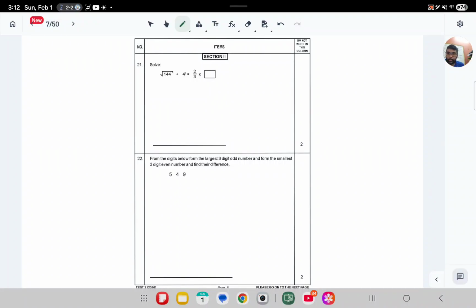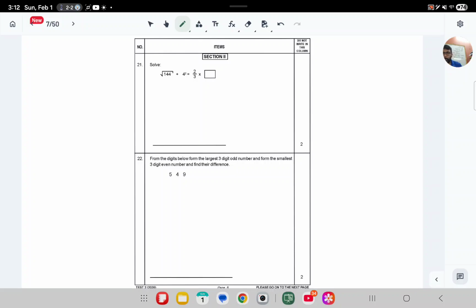Alright, so looking at section 2 in the Benco 2026 test 2, starting off with number 21. So the square root of 144 add 4 squared is equal to 2/3 of some number. So we know now, because of that equal sign, both sides need to be the same.